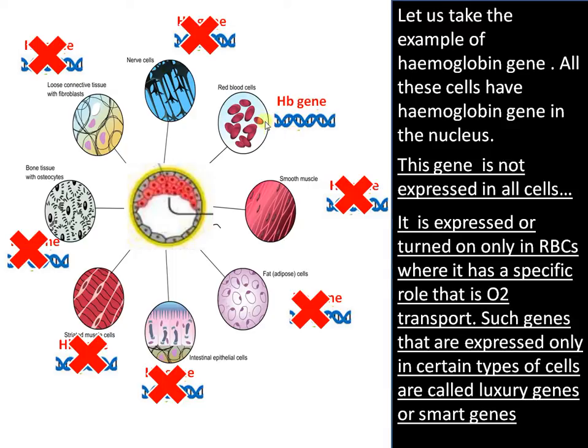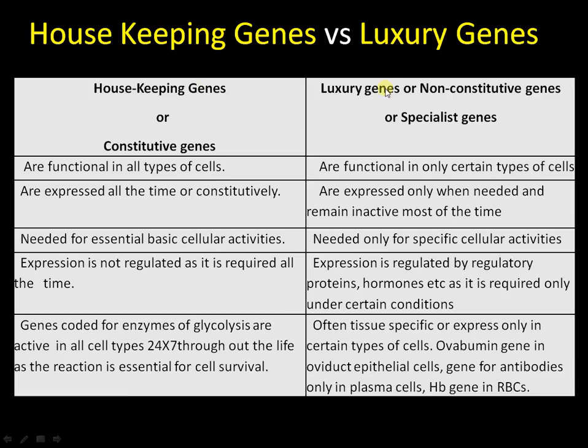or smart genes. In RBC, you can see right here, this gene is expressed, the function is oxygen transport, and this gene is needed only in RBC for carrying out the function. These are some of the other differences of housekeeping genes and luxury genes.